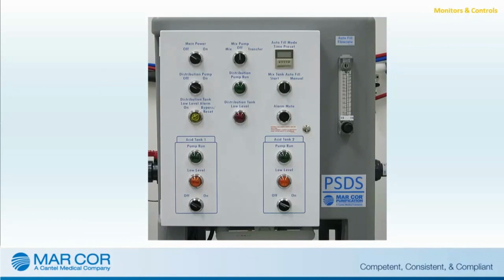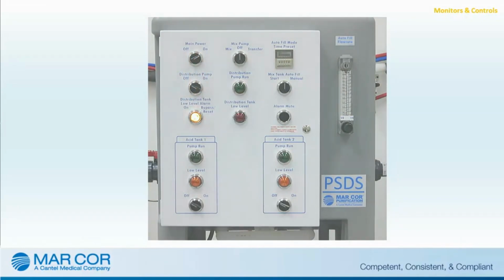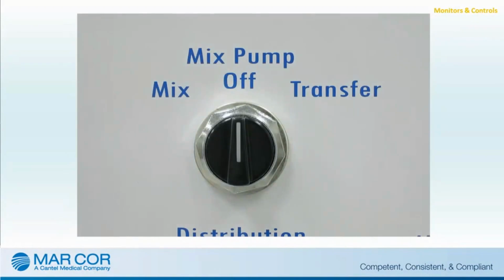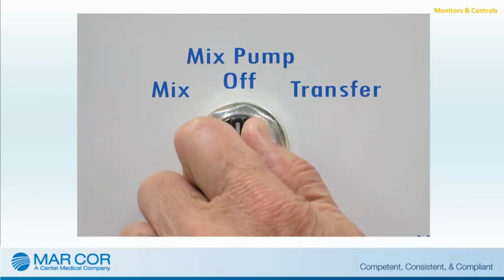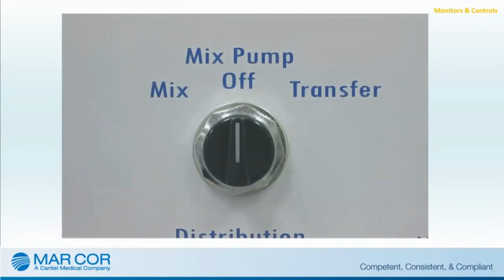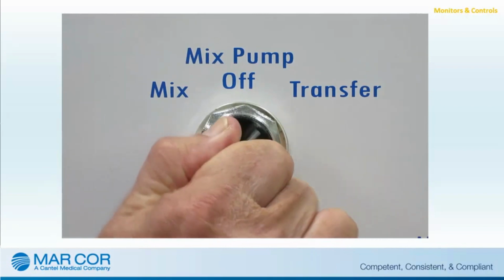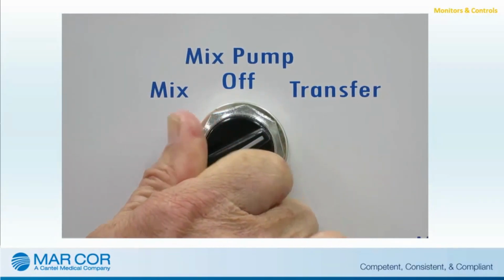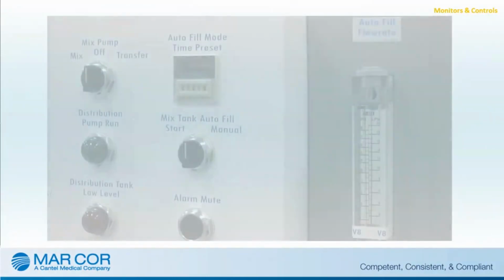The main power switch is located on the front of the control panel and must be turned to the on position to operate the PSDS. The mix pump switch is a 3-position switch that controls power to the pump and is used to mix the powdered bicarb in the mix tank and then to transfer the bicarb solution to the distribution tank. With the switch in the transfer position, the distribution tank high-level alarm and mix tank low-flow alarms are both engaged and either can stop the pump operation.